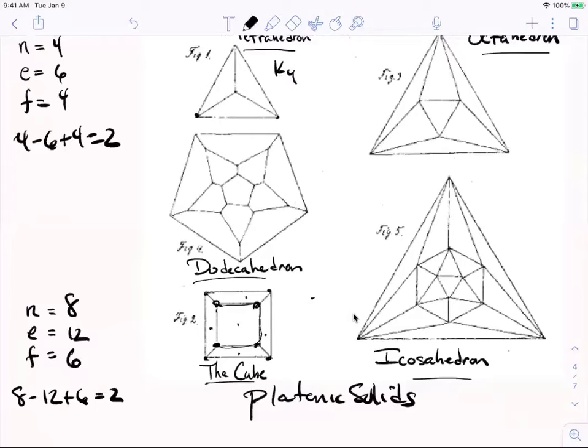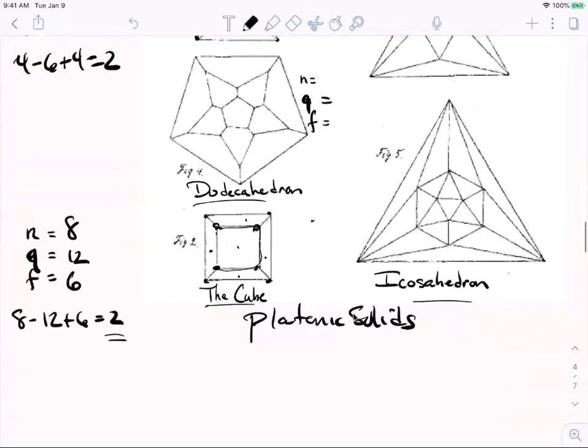I'm going to leave it to you. You'll have to stop the video and do this for a while, but each one of these things has an N and an E and an F. I'd like you to compute it, but spoiler, I'm going to tell you every time you do that, the N's and the Q's, I keep writing E where I meant Q, they're going to be different in all of these examples, but this quantity N minus Q plus F, it's always going to be 2.